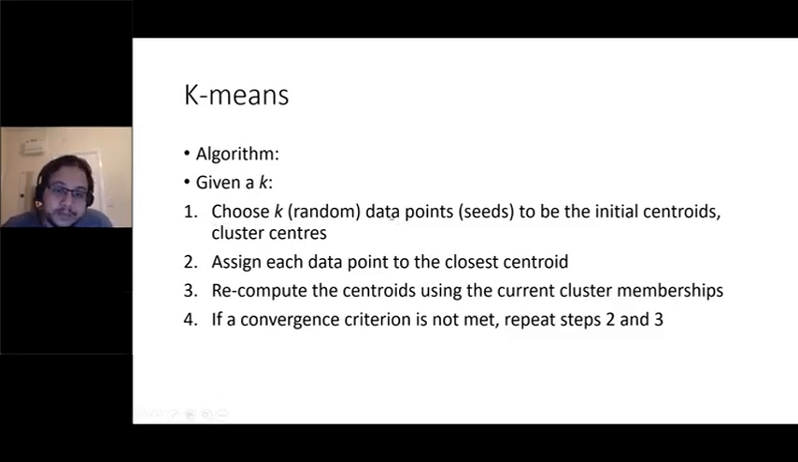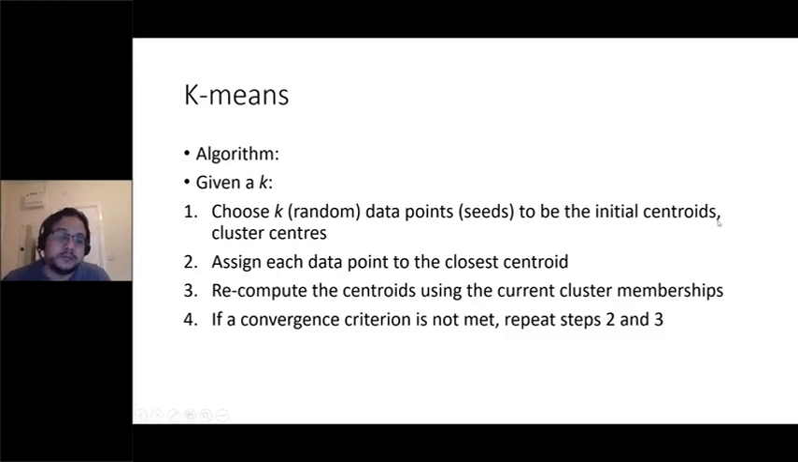Choose K random data points to be the initial centroids. Assign each data point to the closest centroid. So we have my data set here, and we have to put the centroid. The centroid is the center of a cluster. So if we say we want to divide this data into three clusters, we put the centroids randomly. For example, one in here, one in here, and one in here. And then assign each data point to the closest cluster.